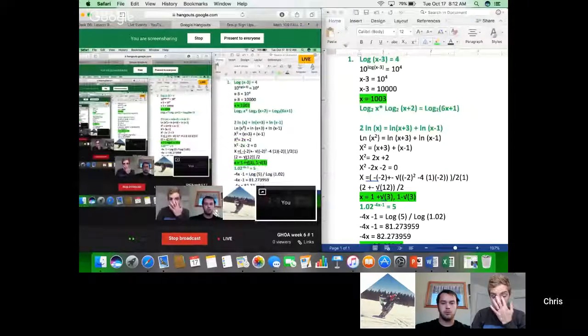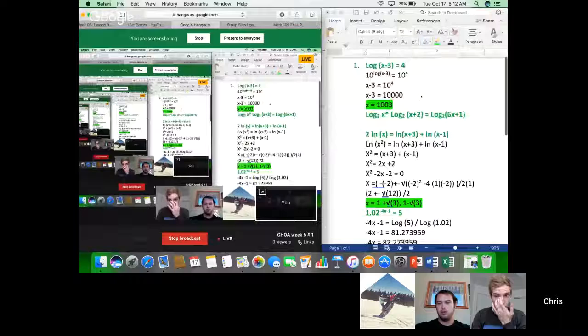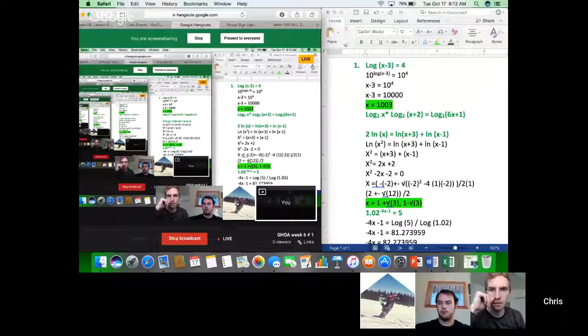Anyway, so I just did the first one there. Pretty simple enough. You can use base 10 because we know it's the natural log, so it's base 10. We can do that on both sides to get rid of that. That just becomes x minus 3 is 10 to the fourth, and that's pretty simple.